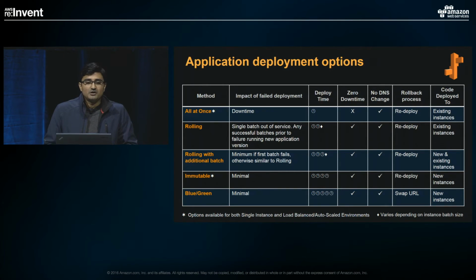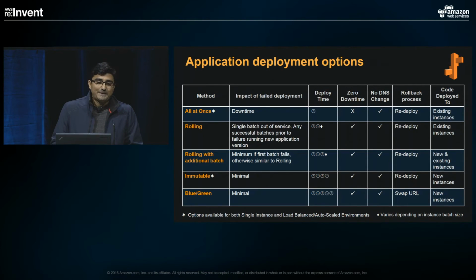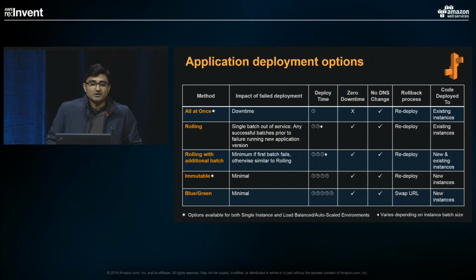If you see in the column impact on failed deployments, all at once has expected downtime. Rolling would have downtime, but again, it would be based on error scenarios. On rolling with additional batches, it is really minimized, especially if the first batch fails. Otherwise, if the subsequent batches have issues, then it could have problems during deployment. Immutable minimizes your downtime, and blue-green has no downtime altogether, but I still say minimum because things can go wrong.